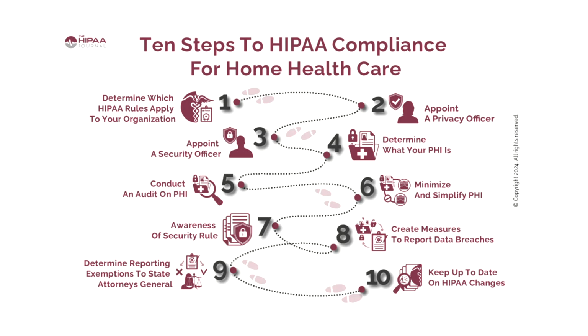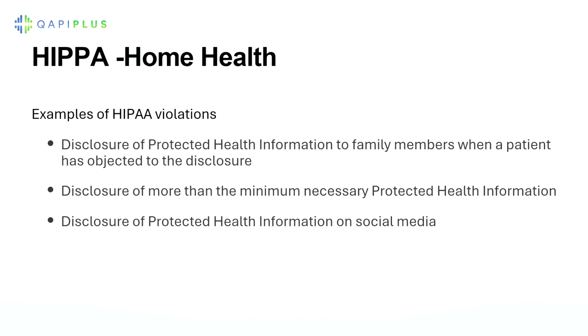Again, going from that auditing data, that's an opportunity to create measures and report not only how you're doing, but also a tracking mechanism if you do see any data breaches and how you go ahead and report those. And then what are your reporting exemptions to your state attorney generals? And so who's responsible for that? And then how do we keep up to date on any HIPAA changes? Who's monitoring that practice? Right. So those are some of the key things that we're looking at.